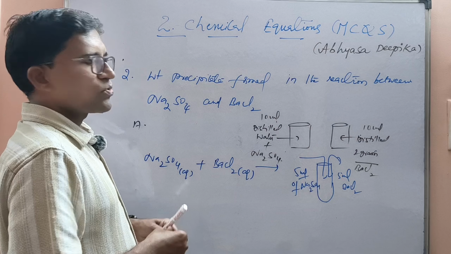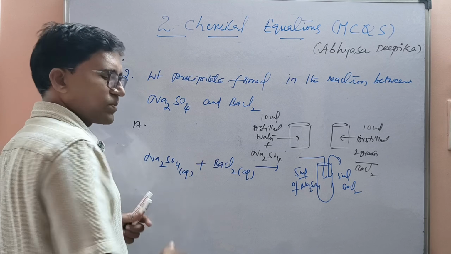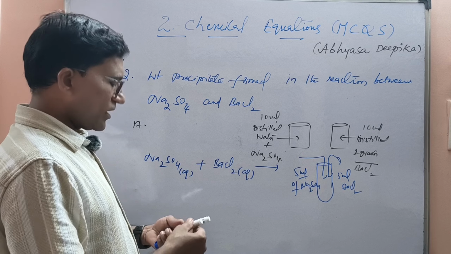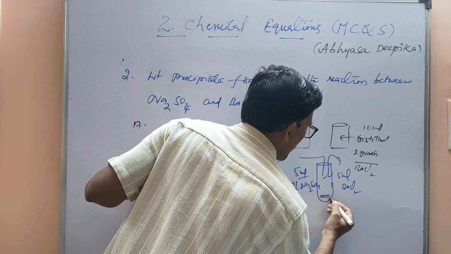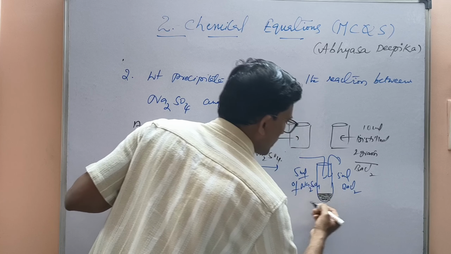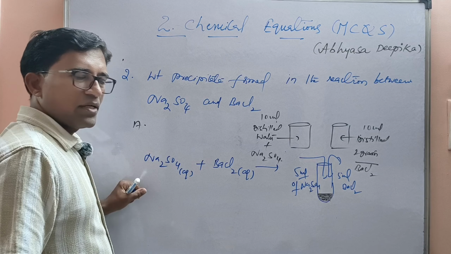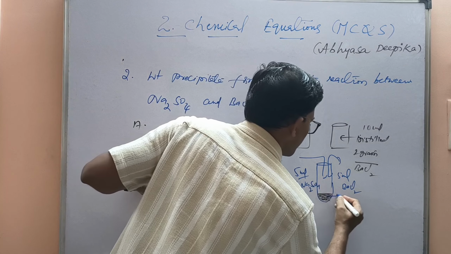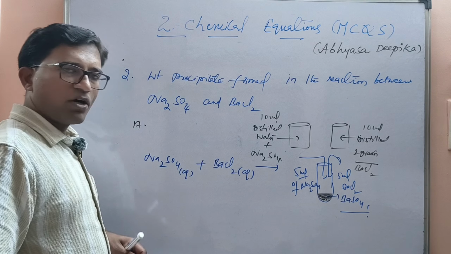After adding these two solutions, a reaction takes place, a chemical change takes place, and a white precipitate is formed at the bottom after the completion of the chemical change. And what is that white precipitate? That is barium sulfate. A white PPT is formed.